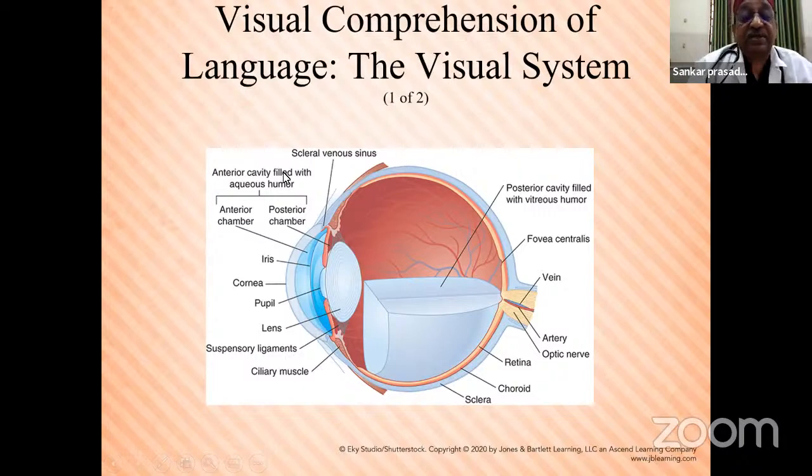And this is a diagram of the eye, and the optic nerve is here. Now these are three layers. Retina is an extension of the brain. The choroid and the sclera. The choroid is an extension of the meninges.